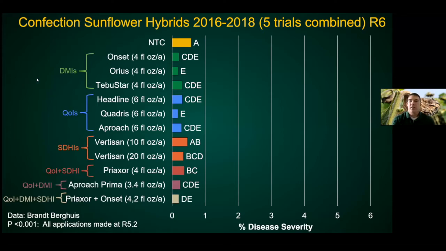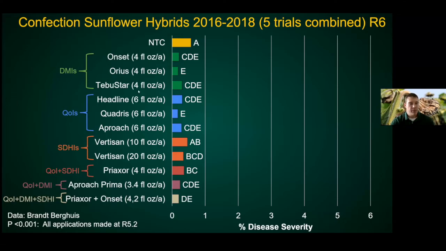So this is a summary of 5 different confection sunflower hybrid trials combined. What you're looking at here in this trial, before you look at the data, all fungicide applications were made at R5.2. So they were all made roughly about the same time. You might put an insecticide in if you're thinking about that. They're all made in that early bloom stage.